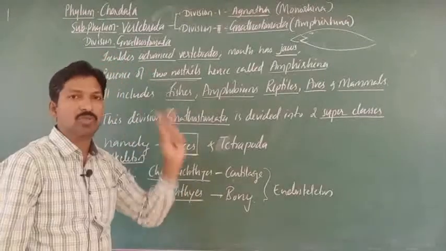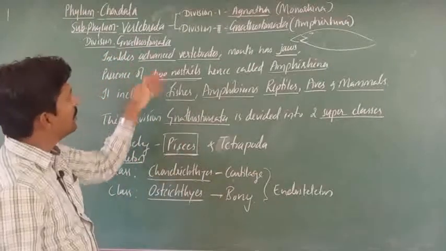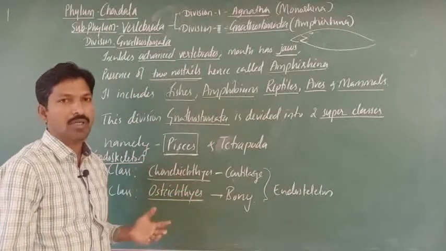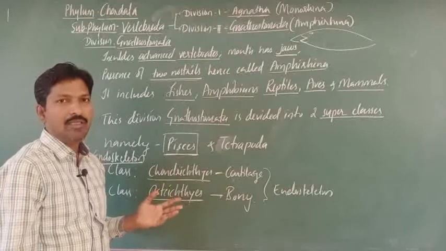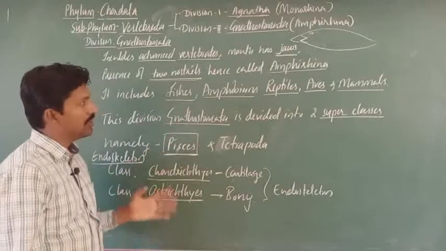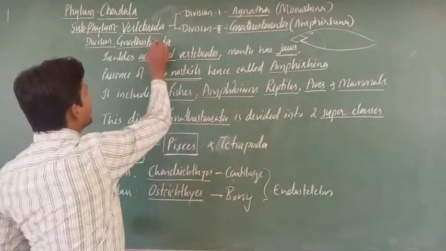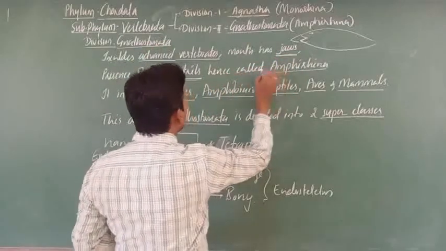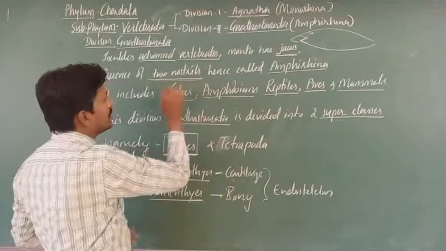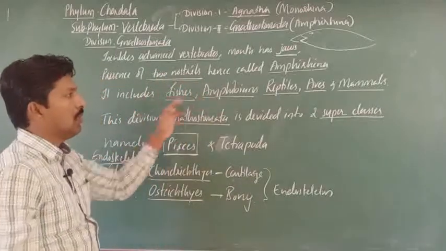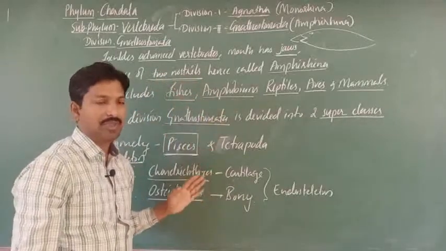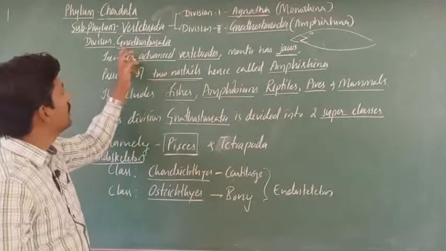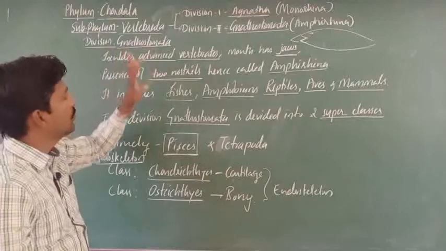Here, along with the two important features you should remember, a vertebral column, presence of notochord, and cranium, these are the common features: Gnathostomata means presence of jaws, and this is referred to as presence of two nostrils. This is important, and it includes all these higher, advanced animals, including man. Man is also referred to in this division, Gnathostomata only.